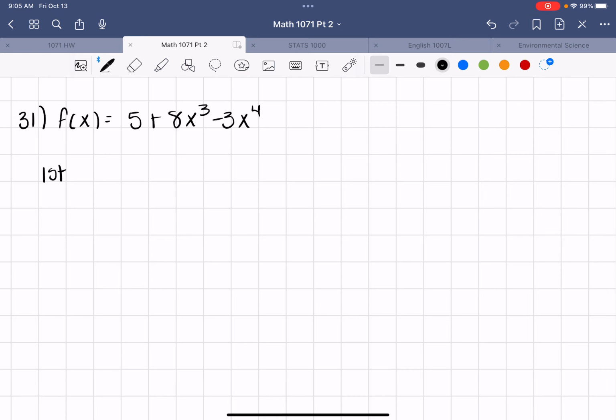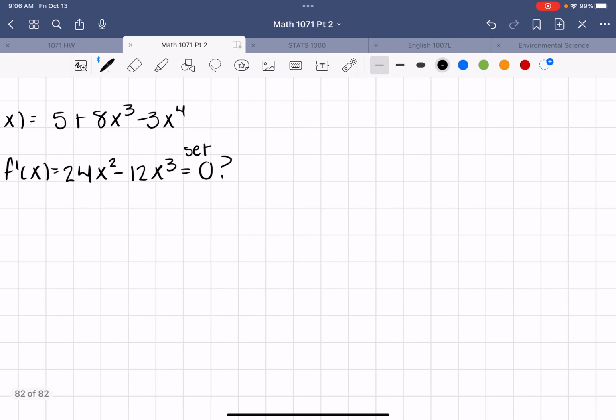And there are two values of x. X could be 0 or x could be 2. So there are two critical points: x is 0, x is 2. So I will want to plot these points, so I need the y-coordinate.